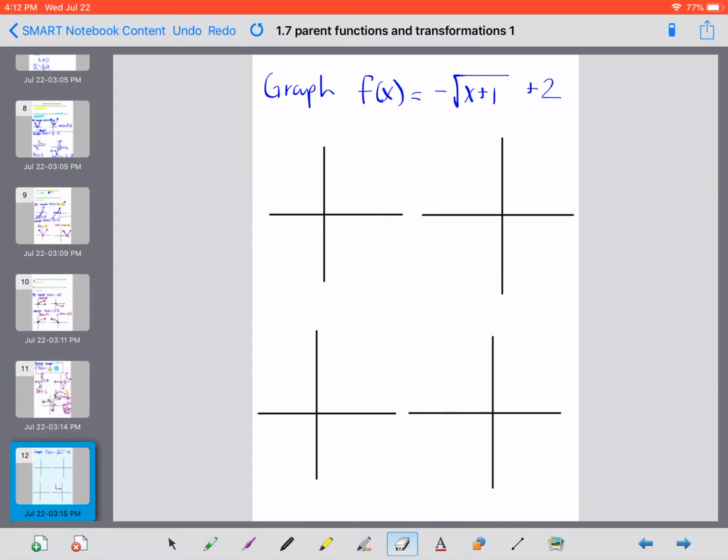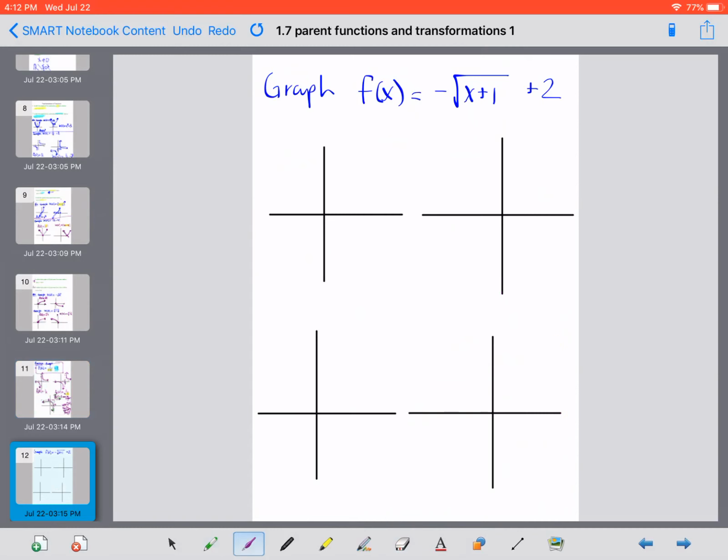All right, we'll do another example. Let's say we wanted to graph the function f of x is negative square root of x plus 1, plus 2. There's a variety of things that are happening here. There's a negative on the outside, which represents some kind of a reflection. There's a plus 1 on the inside of the square root, which is going to represent some sort of a horizontal shift. And then there's an added constant term at the end that's going to represent a vertical shift.